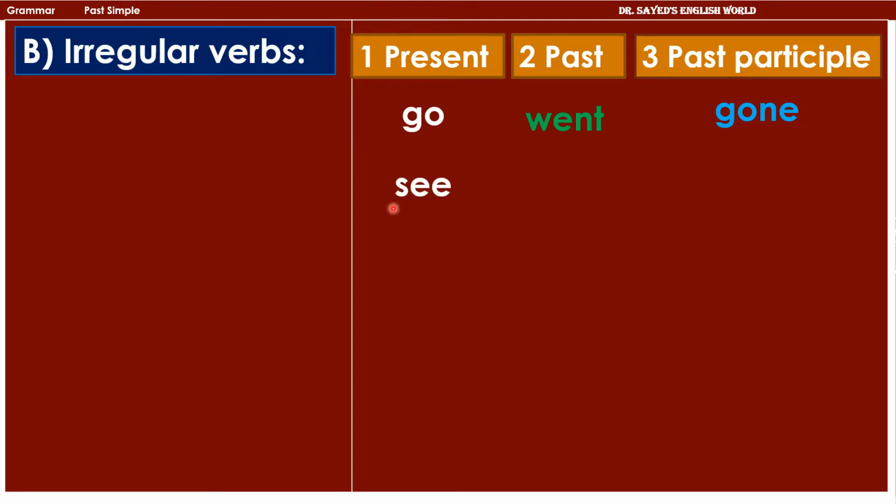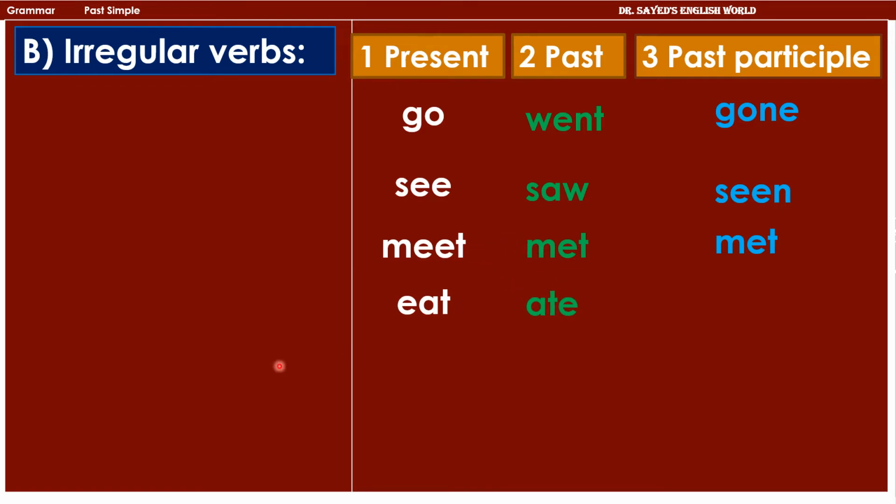A verb like see, we have saw, seen. Okay, so the past is saw. A verb like meet, met, met, the past is met. Eat, ate, eaten. Okay, so the past is ate.